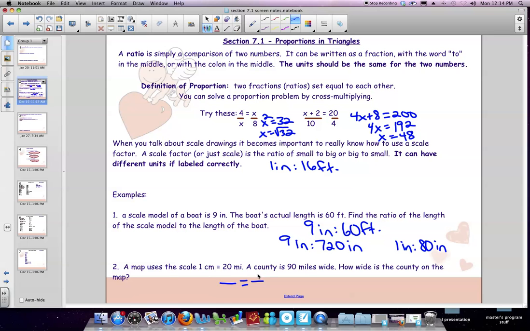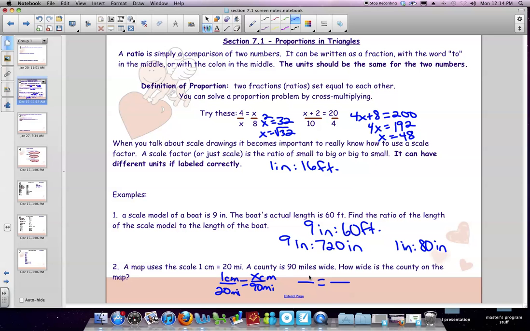How you set this up, there's a couple of different ways. Okay. Usually you use the scale and you set that up as one fraction, so 1 centimeter equals 20 miles. And then on the other side, you have to be sure that if it's centimeters over miles on one side, it's centimeters over miles on the other. So our other value is 90 miles, so that means the 90 would go on the bottom and the x would be what goes on top.